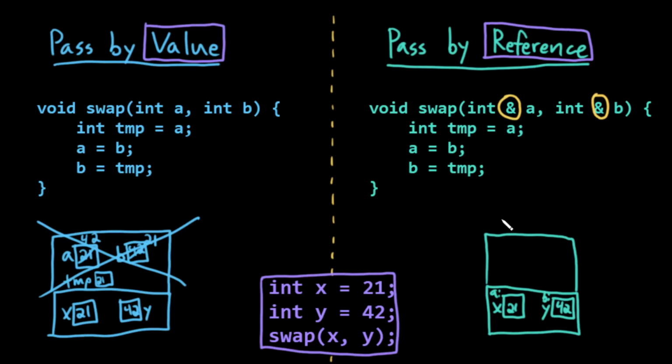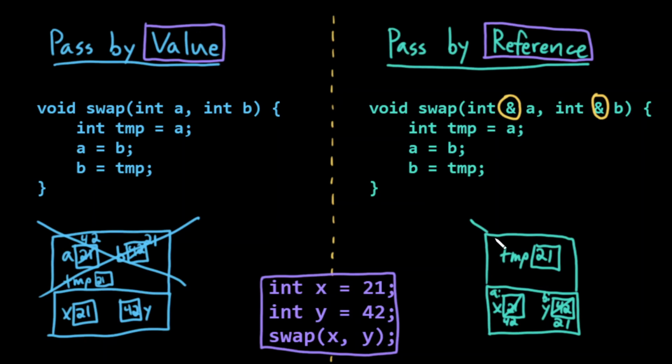Then within this function, we create temp, which copies the value of a. A is another name for this variable, so it copies 21. Then a is set to whatever b currently has. B is another name for this variable, which has 42. So this variable that a is naming sets its value to 42. Then b equals temp, that copies the value from temp and stores it into whatever b is. B is this variable, and this makes it 21.